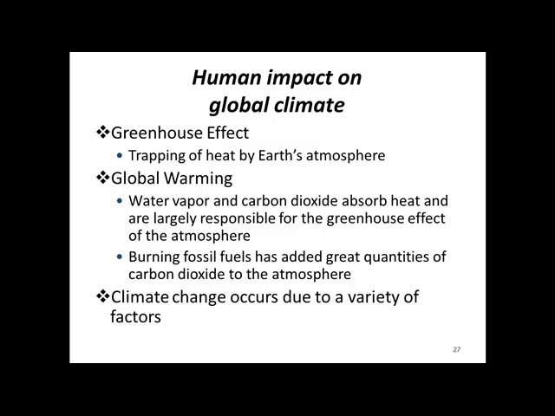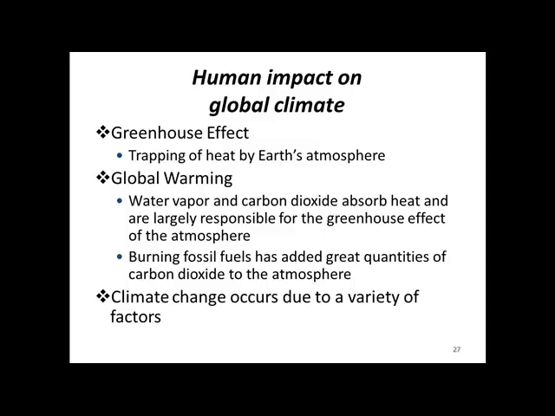Global warming, on the other hand, is more of a debated concept. The concept of global warming says that water vapor and carbon dioxide absorb heat and are responsible for the greenhouse effect of the atmosphere, and that burning fossil fuels has added great quantities of carbon dioxide to the atmosphere. And so, all of these things played together are causing our climate to change, causing it to warm up.